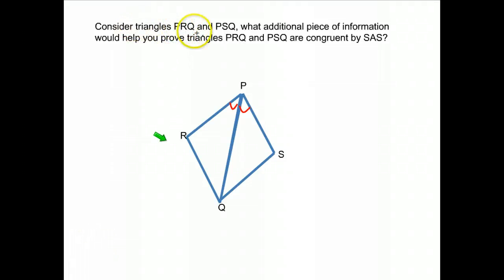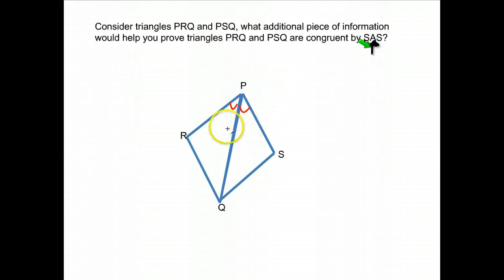Considering triangles PRQ and PSQ, what additional piece of information would help you prove that PRQ, the triangle on the left, and PSQ, the triangle on the right, are congruent by side, angle, side? So what I need to do here is ensure that I have a congruent side, congruent angle, congruent side. Well, what do I have marked? The only thing marked on the figure is a pair of congruent angles. So I know I definitely have the A part.